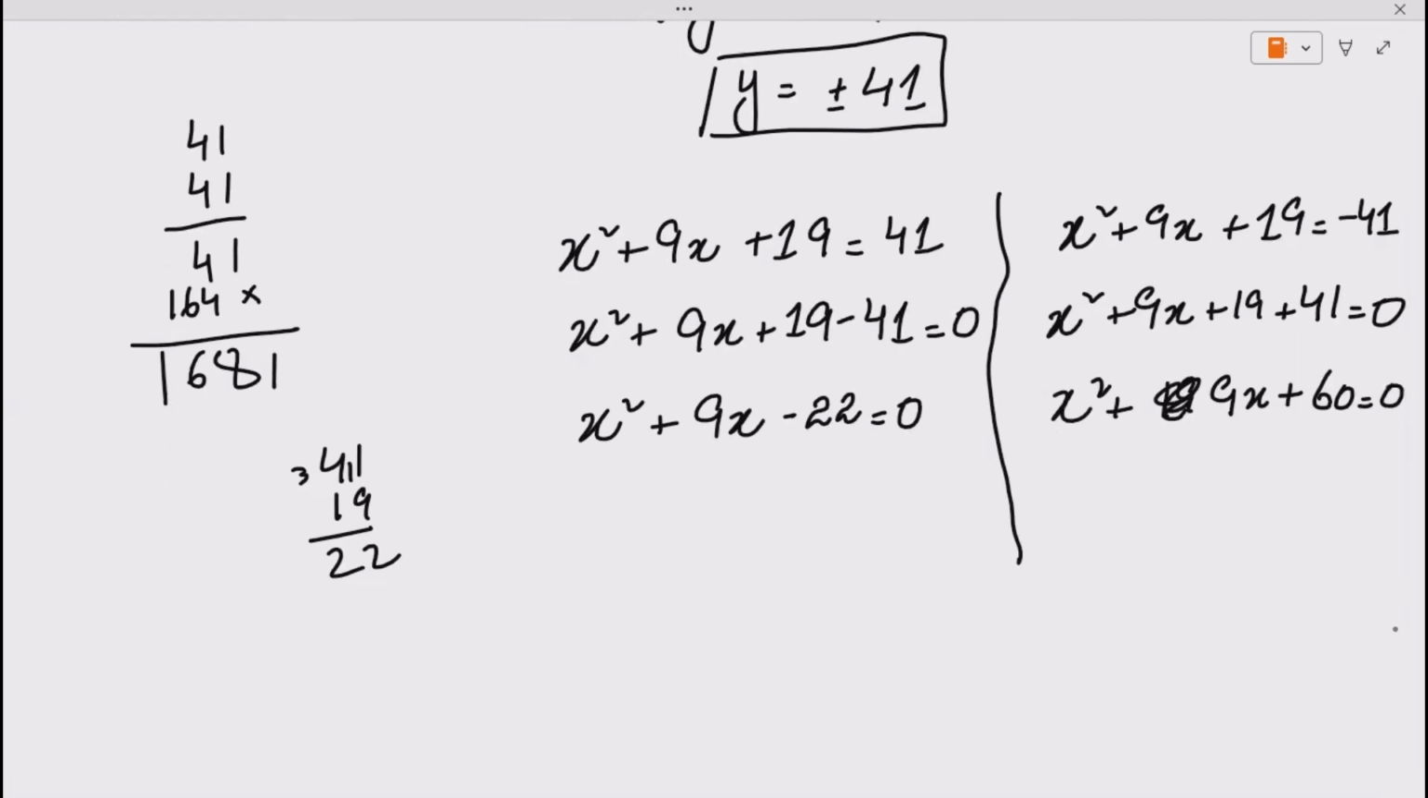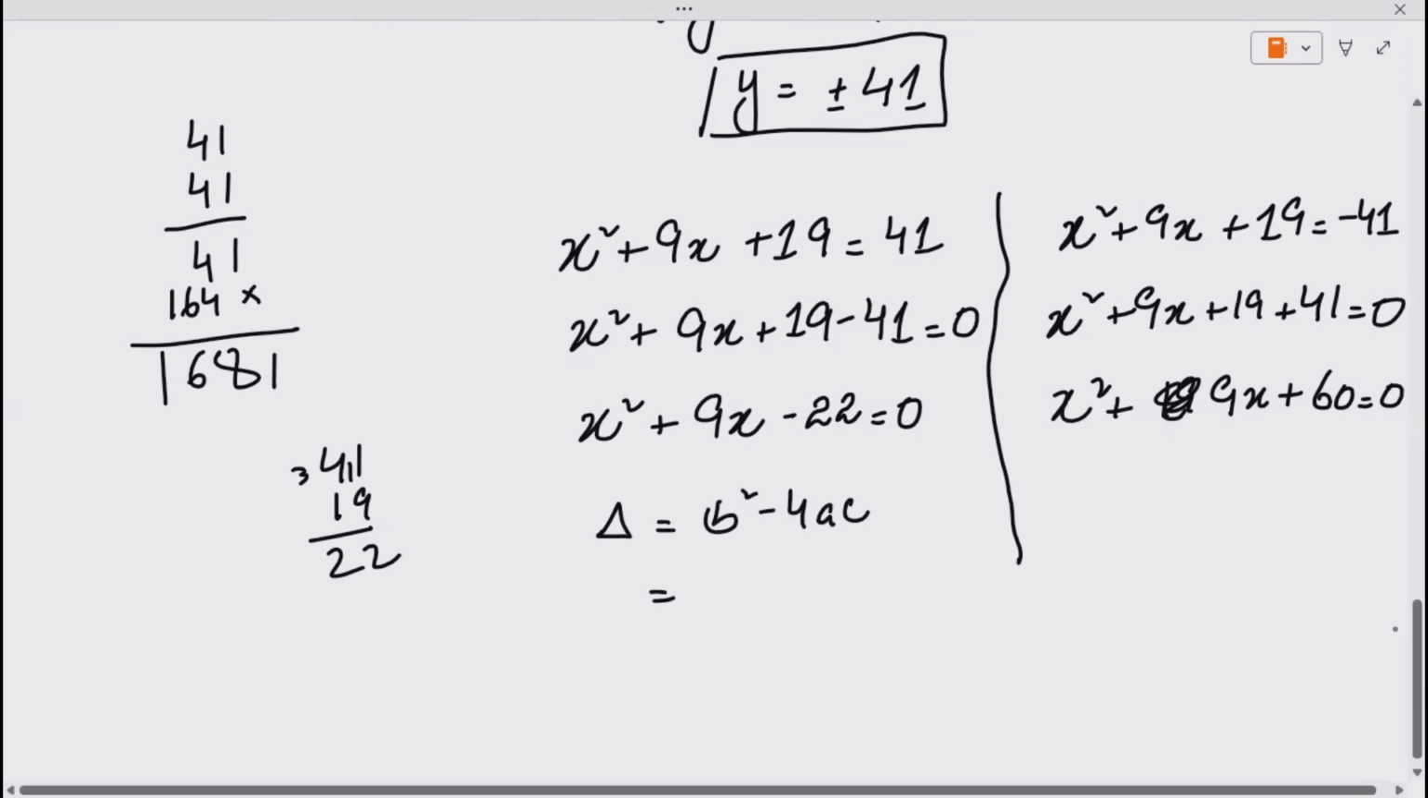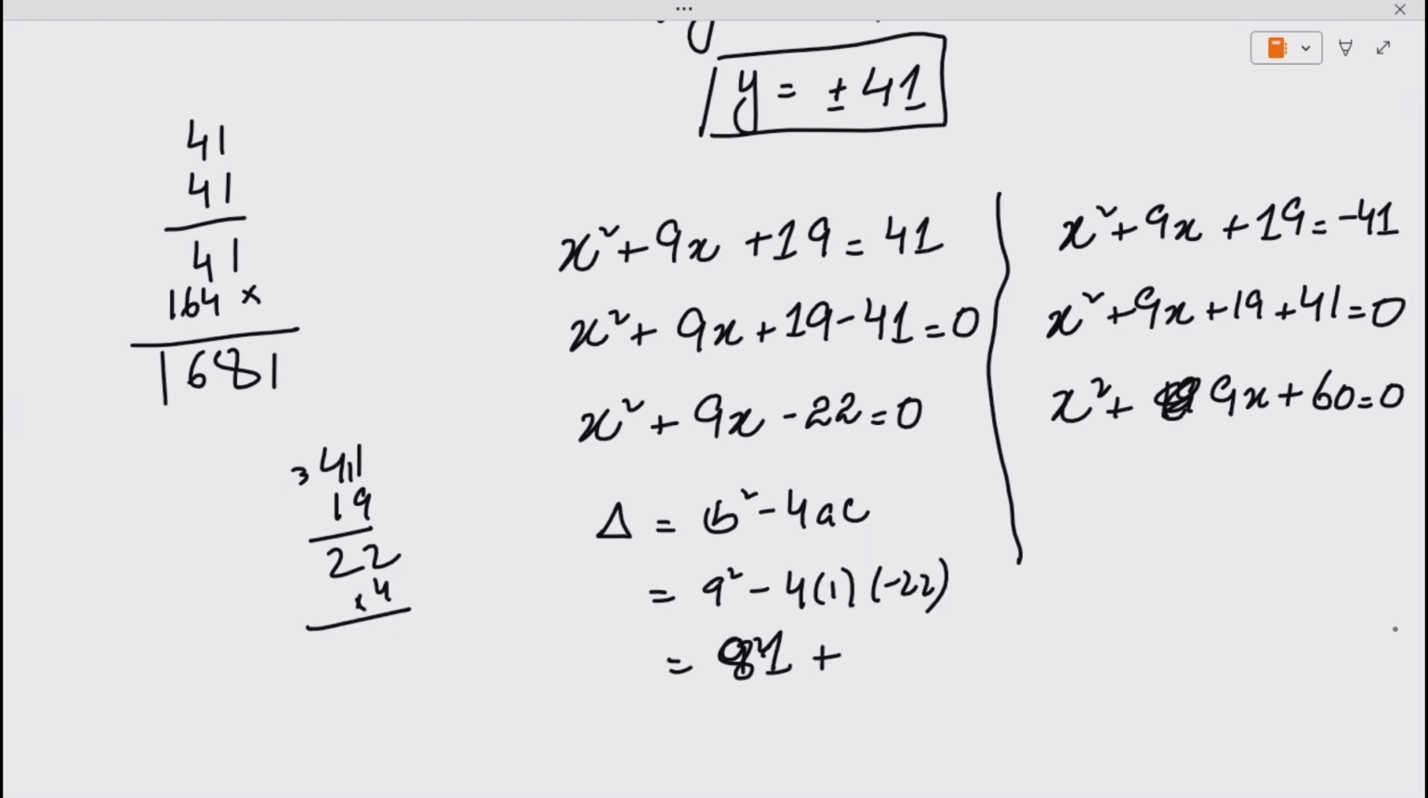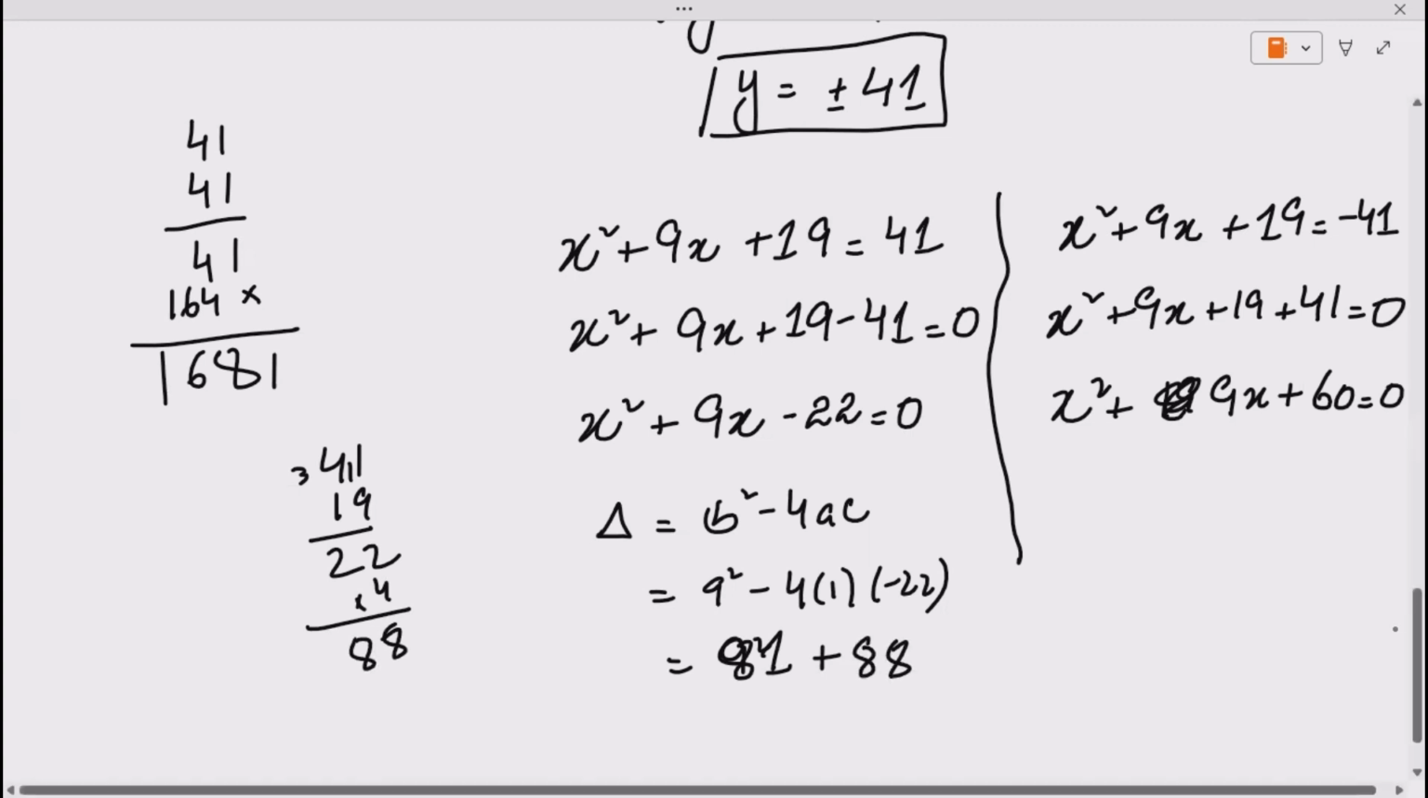Now we can see which equation gives us the real roots. For this we have to find the determinant, which is b square minus 4ac. So b square here is 9 square, minus 4 times 1, c is minus 22. So 9 square is 81, and 81 minus minus, so plus 22 into 4. When we multiply 22 with 4, we get 88. So 81 plus 88 gives us a number greater than 0, a positive number. So it means this equation gives us real roots, right? So we can solve it.